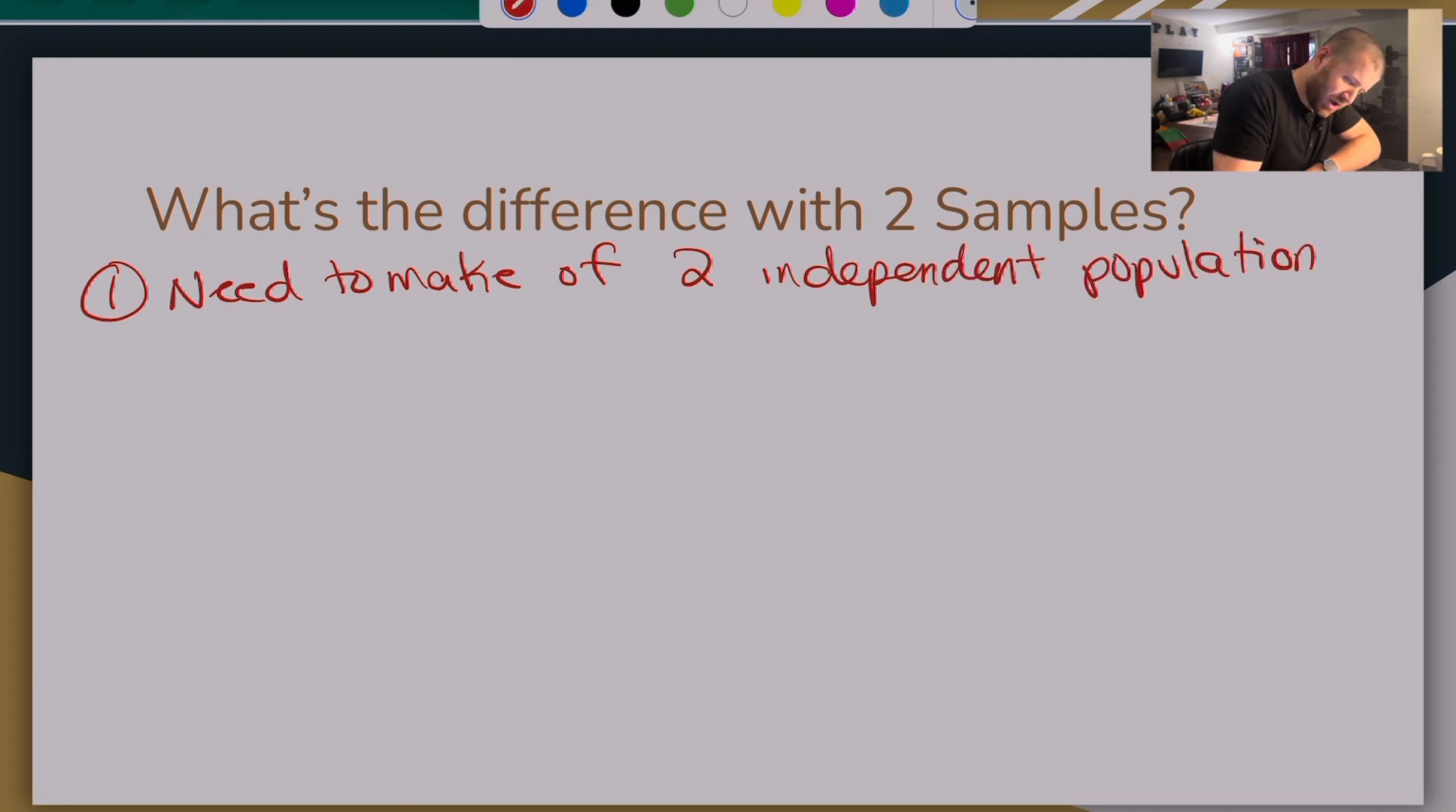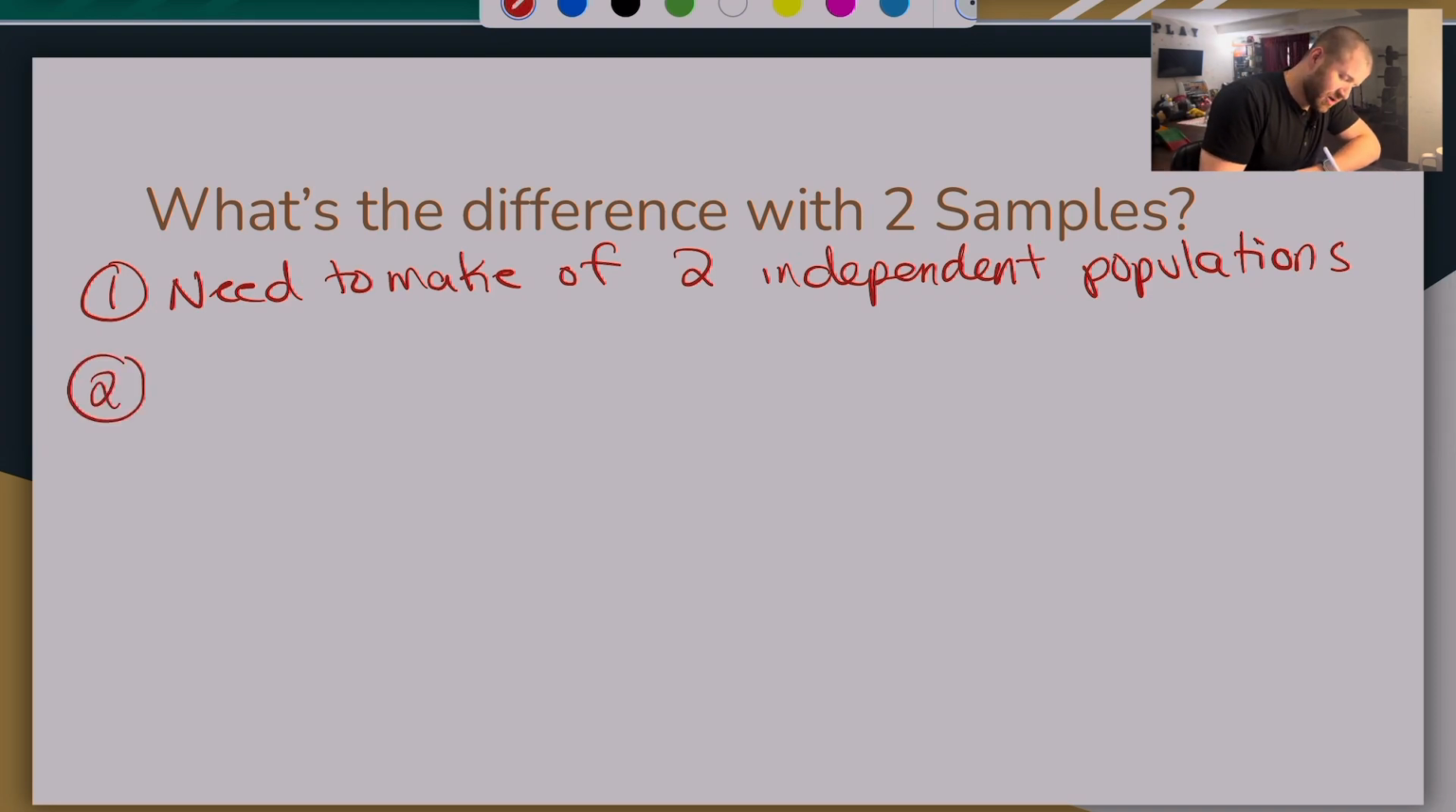If I don't have two independent populations, meaning two different states, two different towns, two different schools, right? The idea that one person cannot be a part of both. If they are dependent, meaning like the same person before and after, that is a matched pairs scenario. The first thing I need to make sure of is that these are two totally separate populations, no overlap.